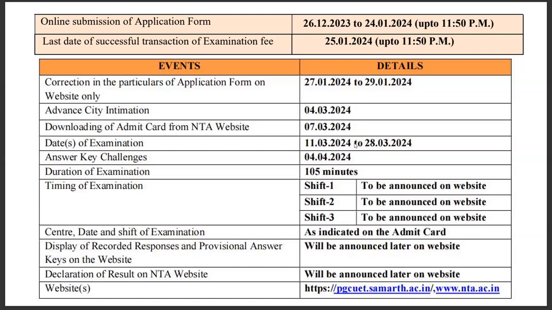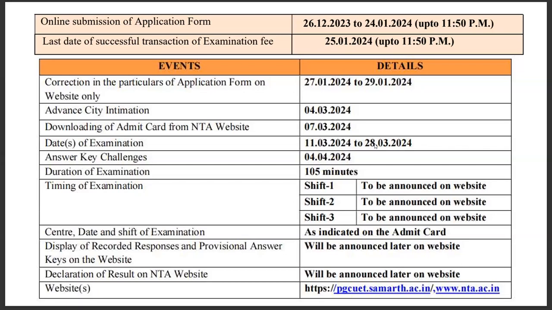The timing of the examinations, shift 1, shift 2, shift 3, they will announce separately on the website, depending on the examination date and how many members apply. Based on that information, they will give the shift timing also. Then there are answer key challenges. Once they complete the examination on the 28th, they will announce your answer sheet as well as the NTA answer key.